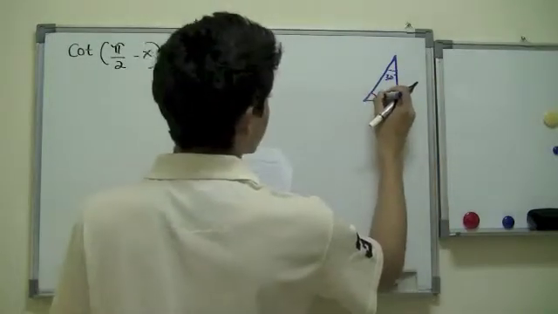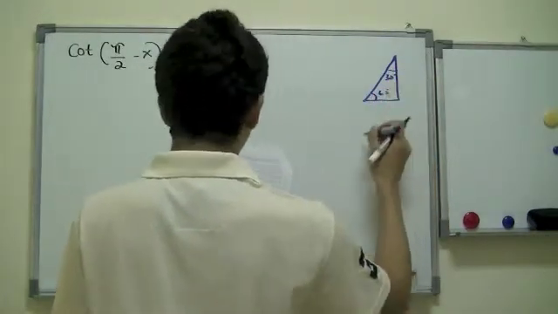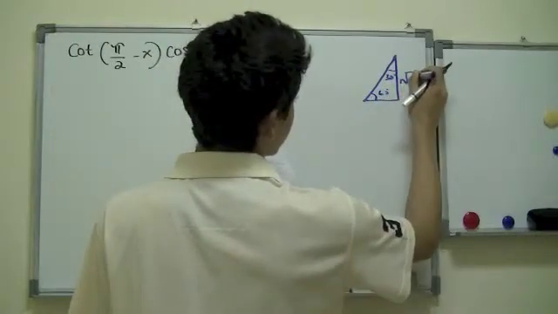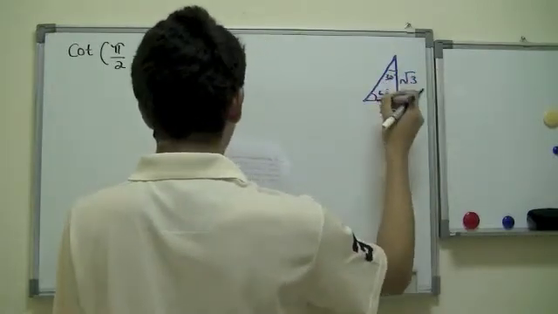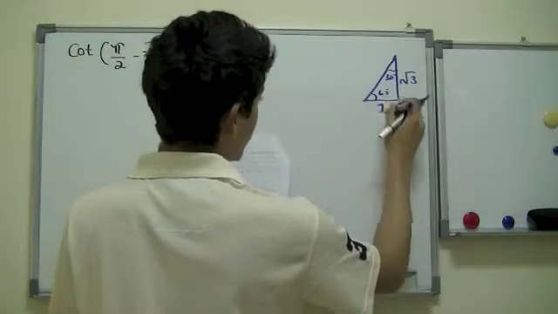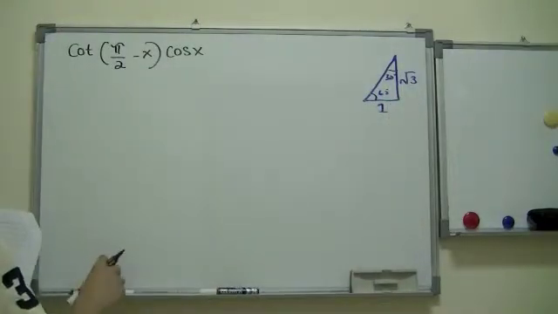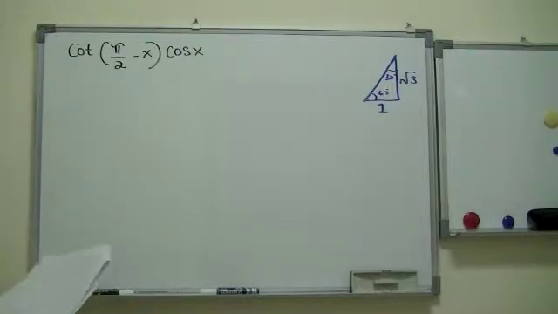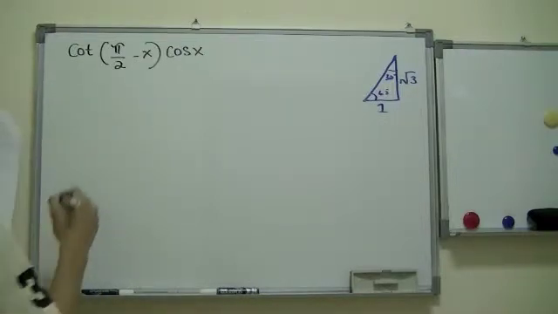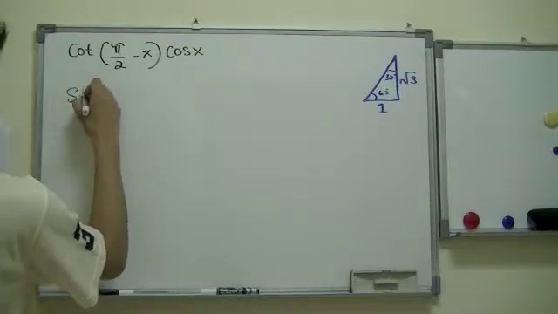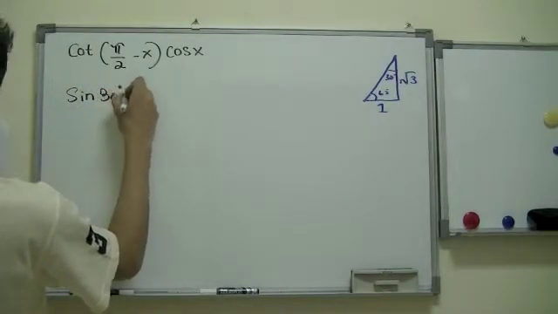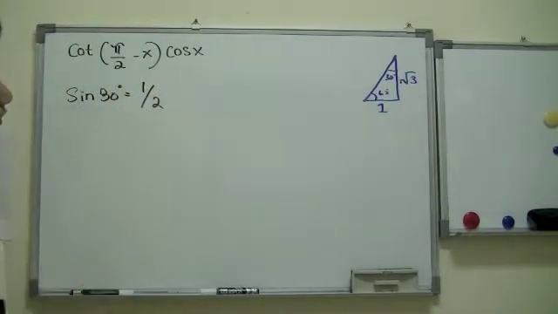Okay, 60 degrees. Now we know since it's 30, 60, 90, it would be radical 3 over here, 1 over here. Okay, now let's go ahead and do this problem. As we move on to continue this problem, we can say sine of 30 degrees would yield 1 over 2.